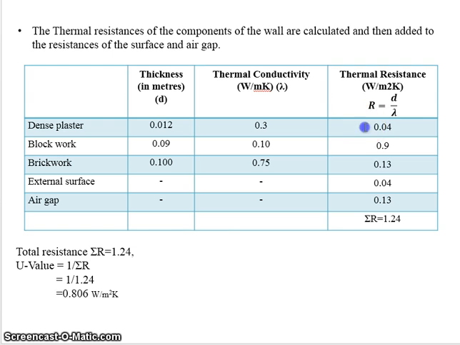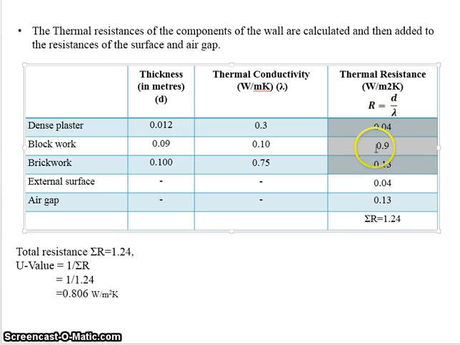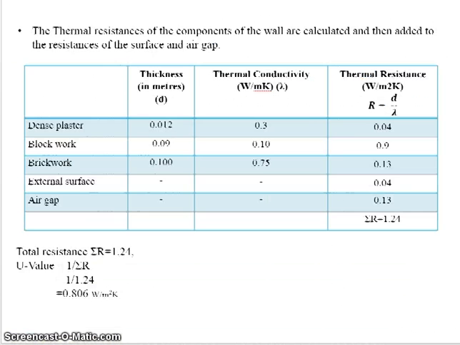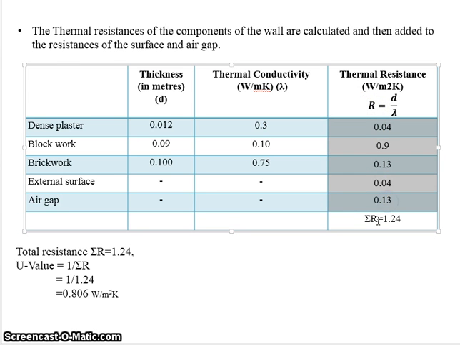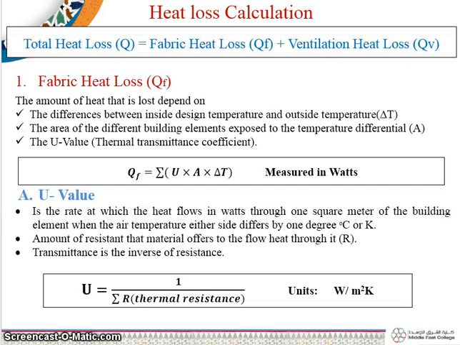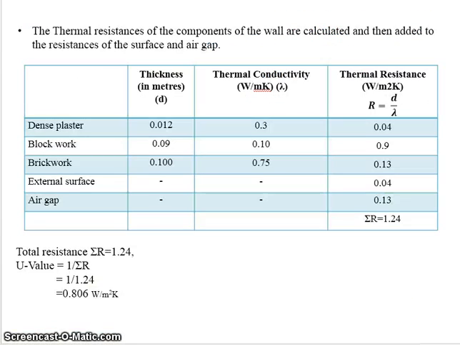These are the three values calculated from the thickness and thermal conductivity, and these two values are directly given here, the external surface and air gap. Add all these five and you will get sigma thermal resistance as 1.24. You have the formula: U value is equal to 1 by sigma R. You can check it here. The value of U is 1 by sigma R. If you solve this, you will get the answer like this. This is the U value.